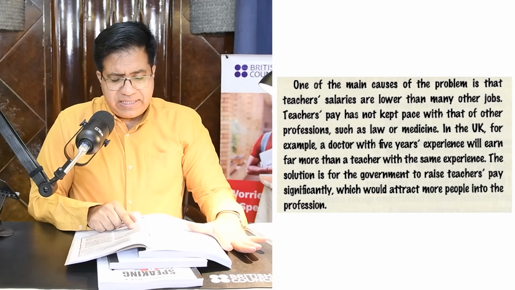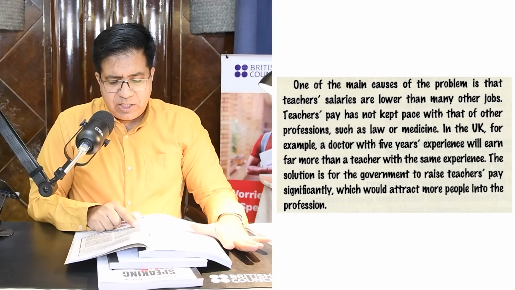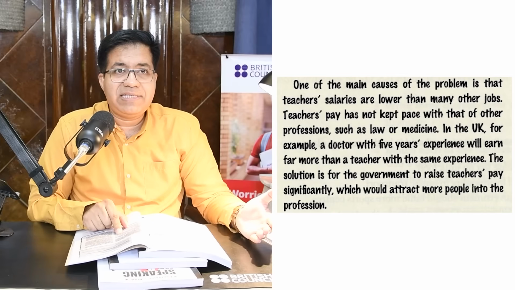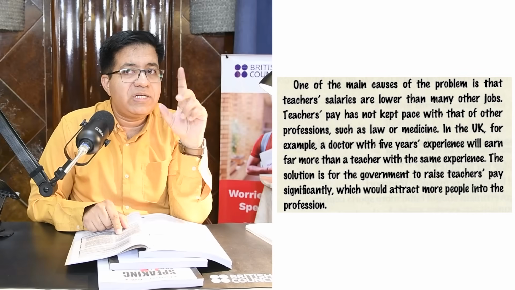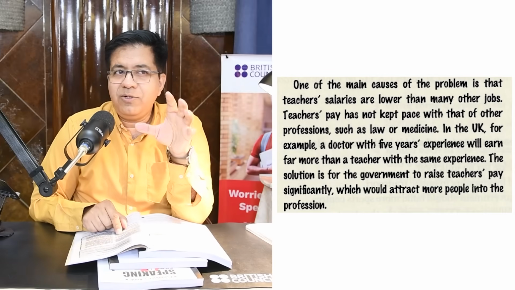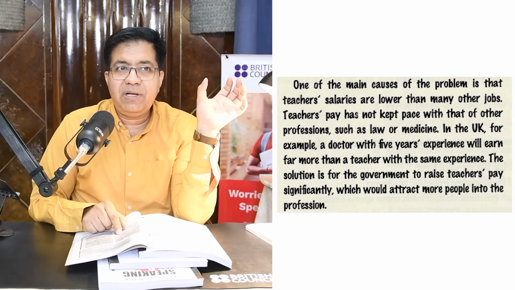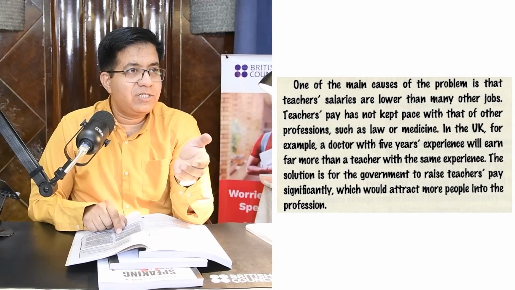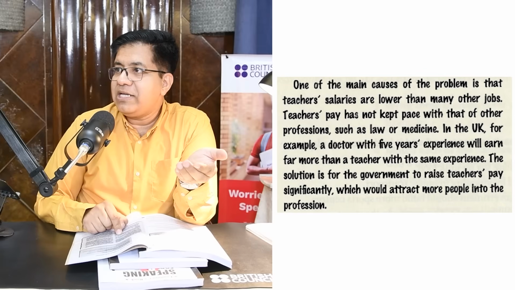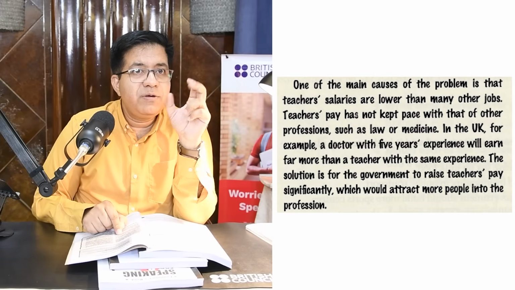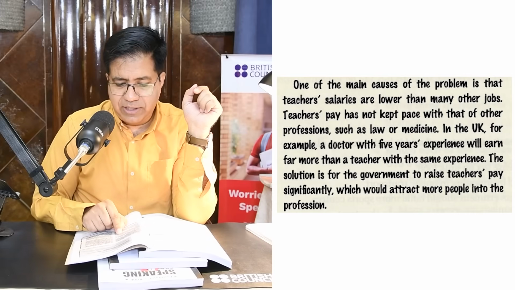So in the UK, for example, a doctor with 5 years' experience will earn far more than a teacher with the same experience. Now, this is the general example. And when you give an example, don't give an example of your family member or relative. For instance, instead of "my cousin who lives abroad," simply say "people who live abroad." If you say, "my uncle who is a doctor is earning far more than a teacher," no. You need to say doctors and give plural examples: doctors, people, young people, and all that, okay?